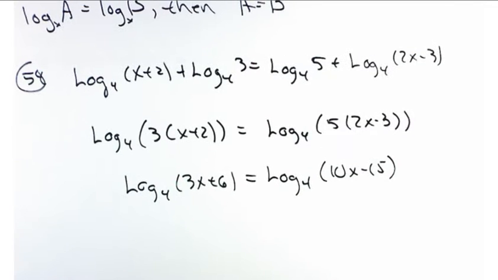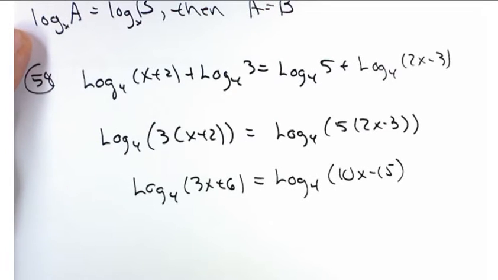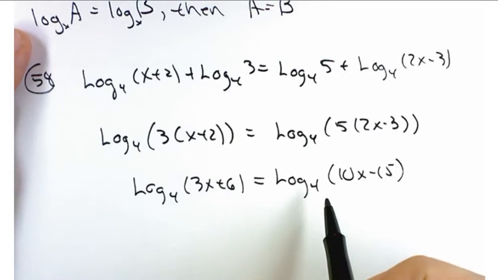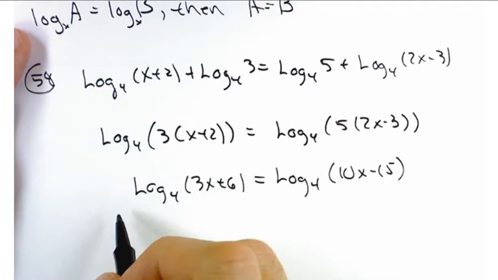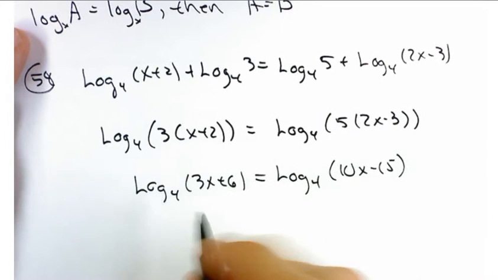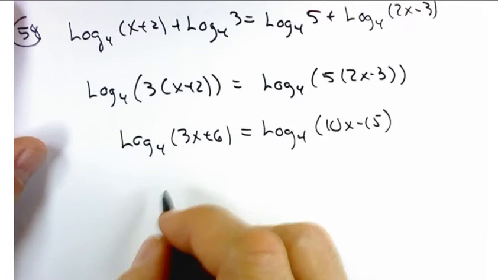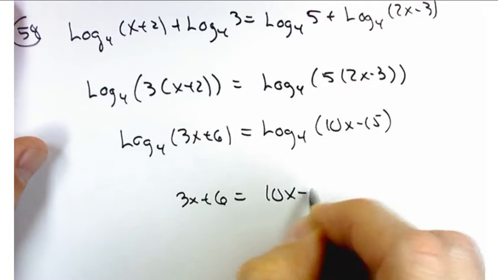And that's fine. That's what we wanted. We wanted the log of something equals a log of something else. So at this point, according to this little idea that we used last time, and I reminded you of this morning, we can get rid of the logs. Now really what you're doing is you're exponentiating both sides with the base of 4. So 4 to this power, 4 to this power. But I'm going to skip that step. Let's just write 3x plus 6 equals 10x minus 15.